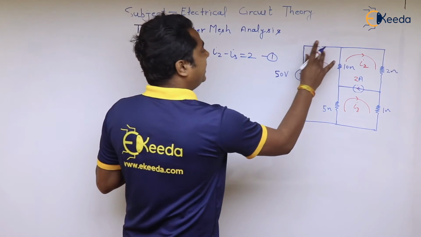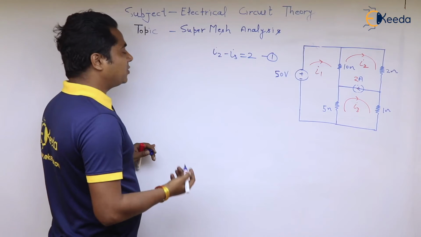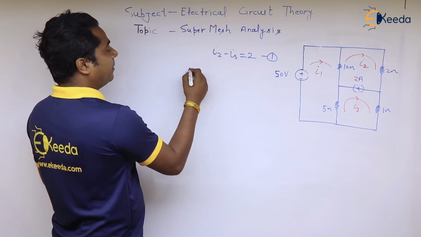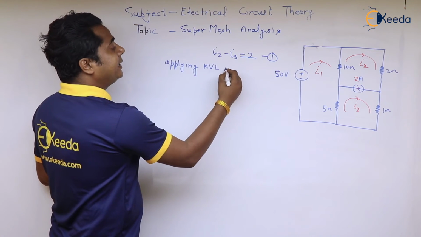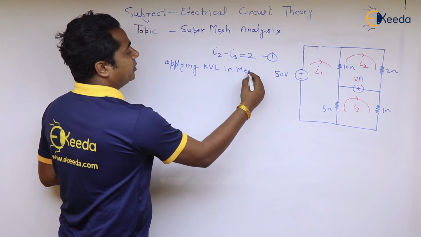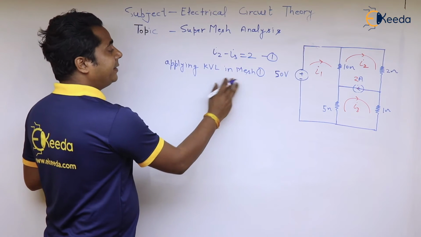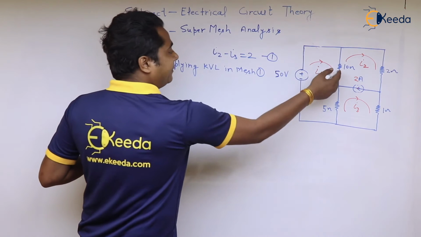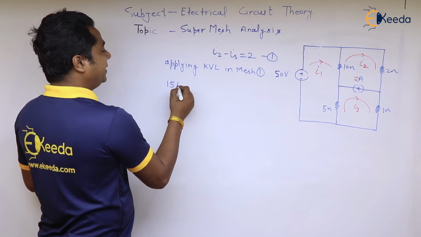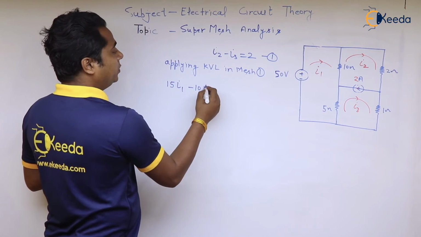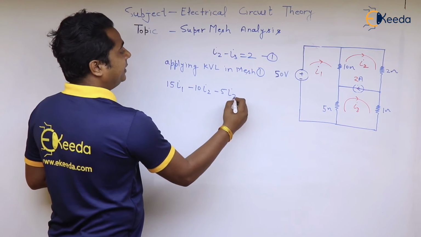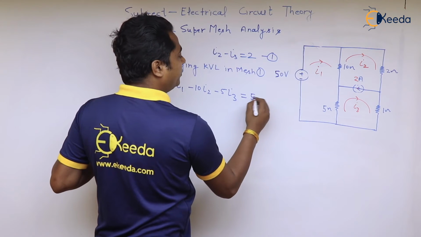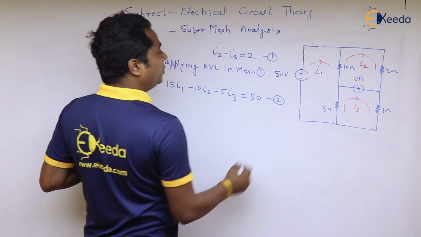Now we will apply KVL here. I am just applying the shortcut method here. So 10 plus 5, 15 I1, applying KVL in mesh number 1. Here we will apply the shortcut method. 10 plus 5, 15 I1 minus 10 I2 minus 5 I3 is equal to, current is going from minus to plus, so that will be equal to 50. That is equation number 2.